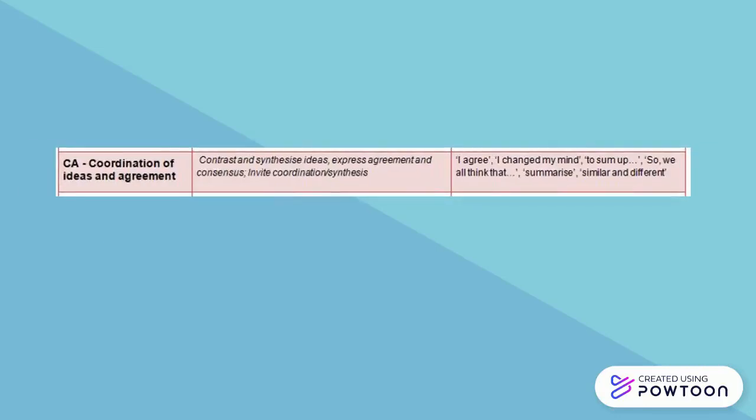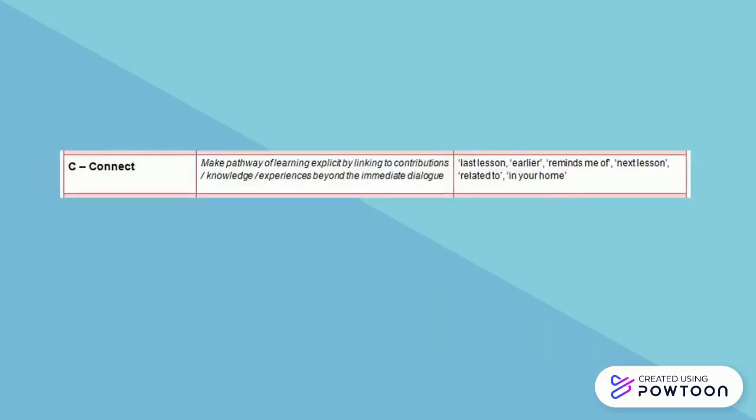CA, Coordination of Ideas, focuses on children's ability to consider more than one idea at the same time, comparing and contrasting them, and coming to a conclusion. C, Connect, focuses on the ways in which children bring their previous experience and knowledge into the current dialogue.